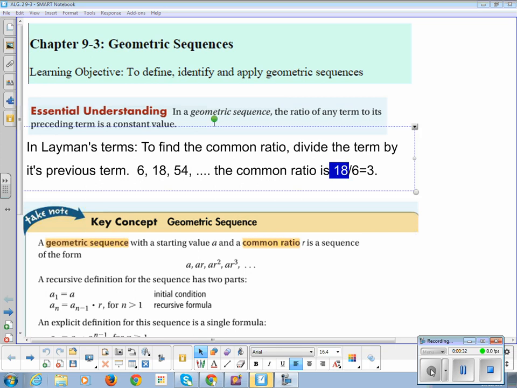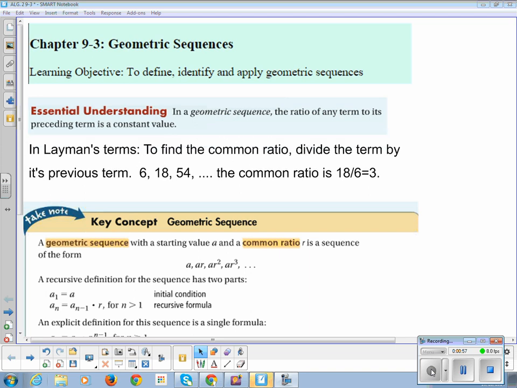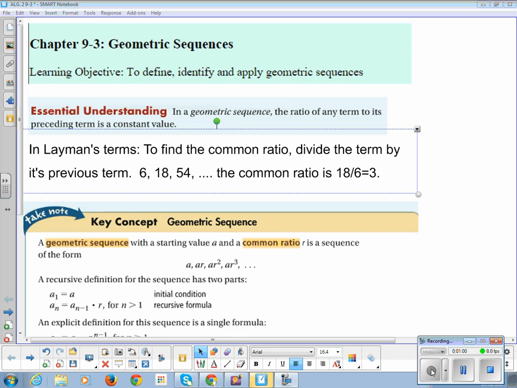So what they're trying to explain to you is that if you have a geometric sequence, that means it increases by the same multiplier each time. To find the common ratio, divide the term by its previous term. For example, 6, 18, 54, etc. The common ratio is the term divided by its previous term, which I picked 18 and 6 because to me that was the easiest to divide. So 18 divided by 6 is 3.